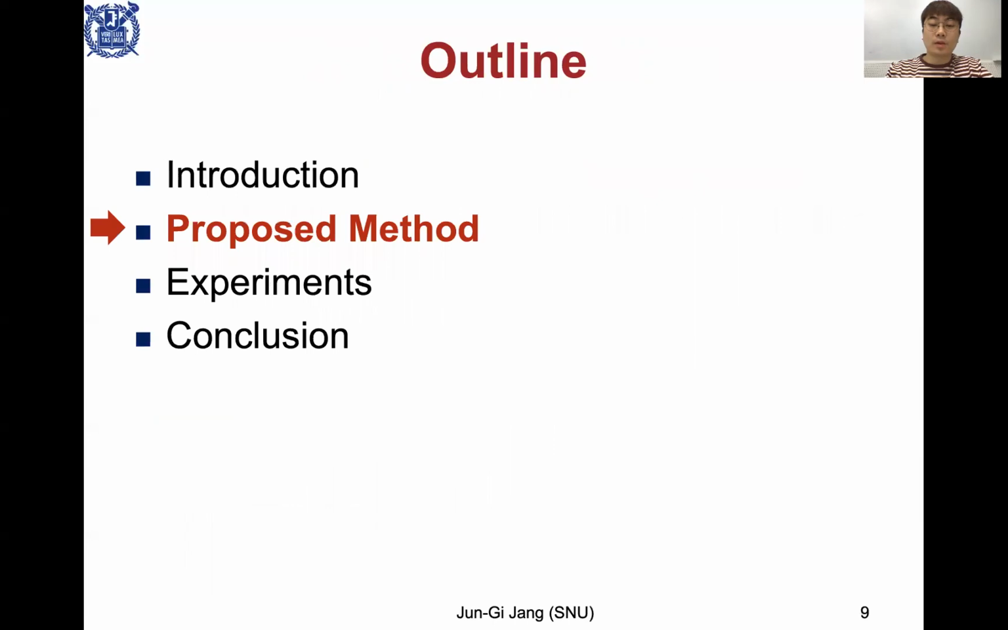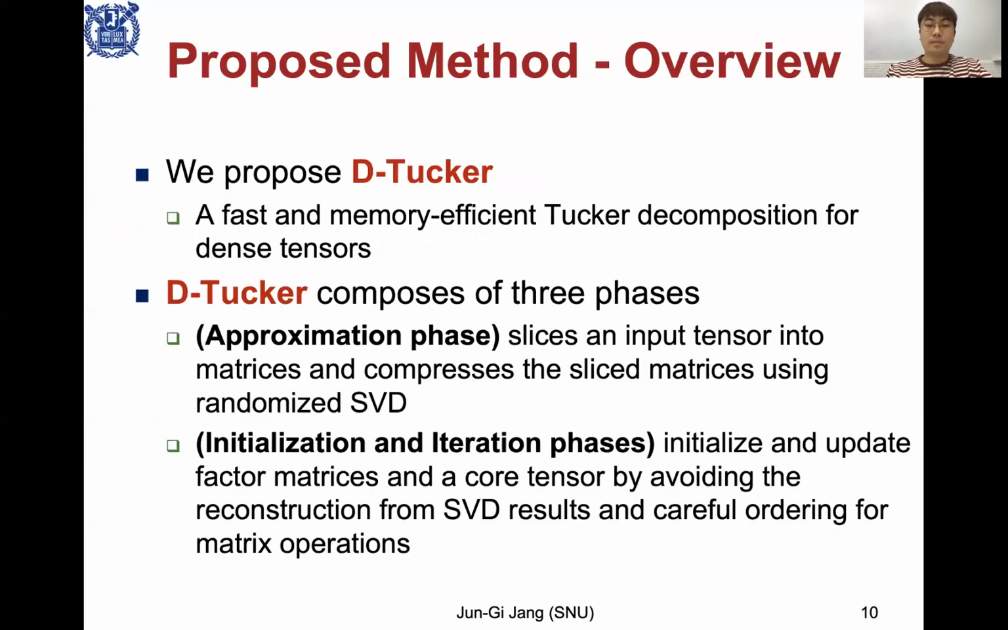Let's move on to the proposed method. We propose D-Tucker, which is a fast and memory efficient Tucker decomposition for dense tensors. D-Tucker is composed of three phases: approximation, initialization, and iteration phases. The approximation phase efficiently compresses a given tensor. Initialization and iteration phases efficiently initialize and update factor matrices and core tensor by only using compressed data.